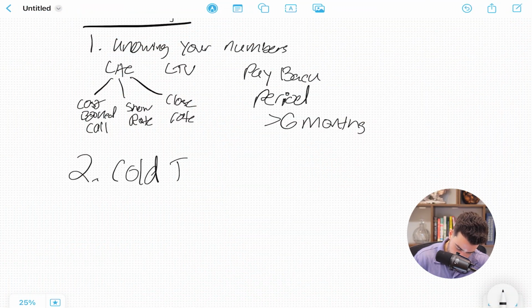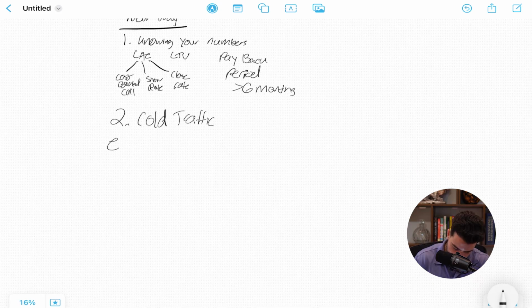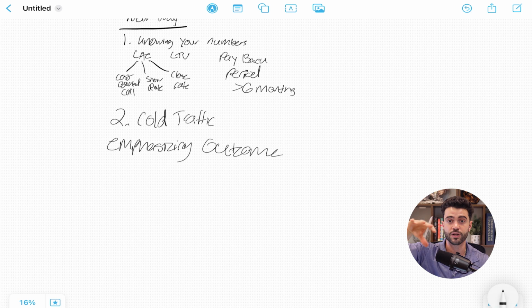Okay, so now that you understand how important knowing your numbers is, the second thing that we're going to do, like we were talking about earlier, is drafting your cold traffic offer, right? So your cold traffic offer, you want to make sure that you're really emphasizing the outcome of what you provide. You can take the exact same product that you have and just turn it into an actual cold traffic offer by making sure you're focusing on the outcome.